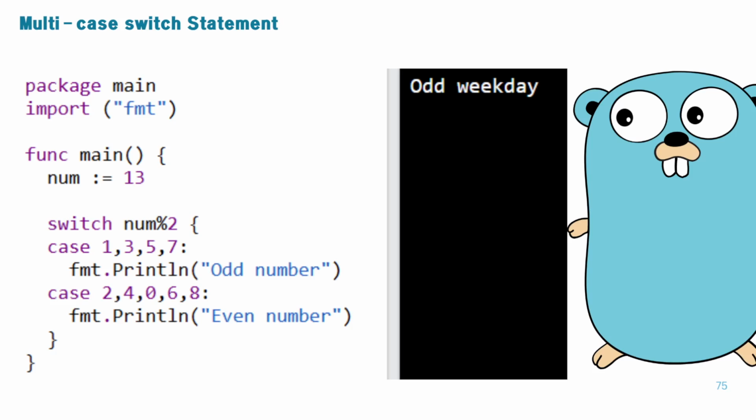Here is an example of it. Basically we are printing here whether the number is odd or even, and we have num mod 2 in the switch, which will return 1, and it will go into the first case and print the odd number. Here there is some problem, maybe the console output is not right.